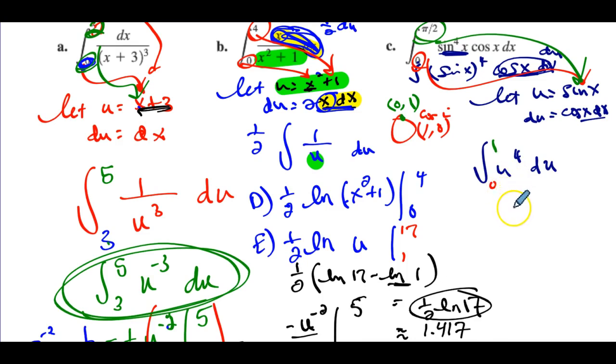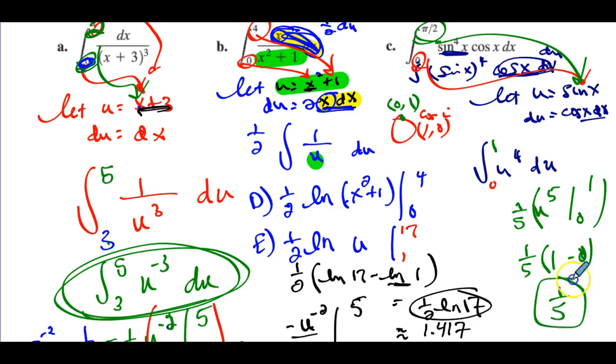So this is going to be 1/5 u to the 5th from 0 to 1, and then when I do my fundamental theorem of calculus, I just get 1/5 times 1 minus 0, which is just 1/5.